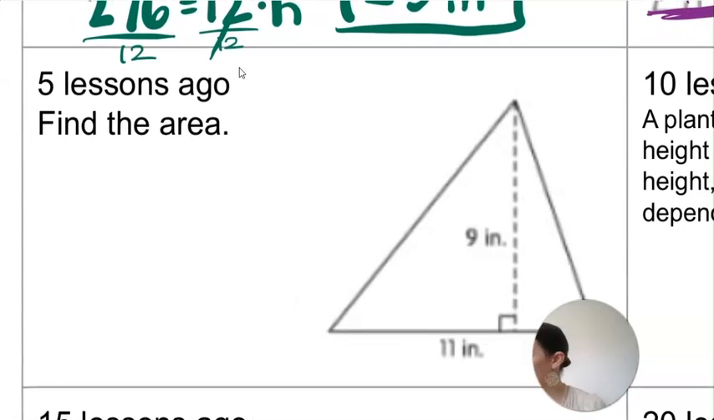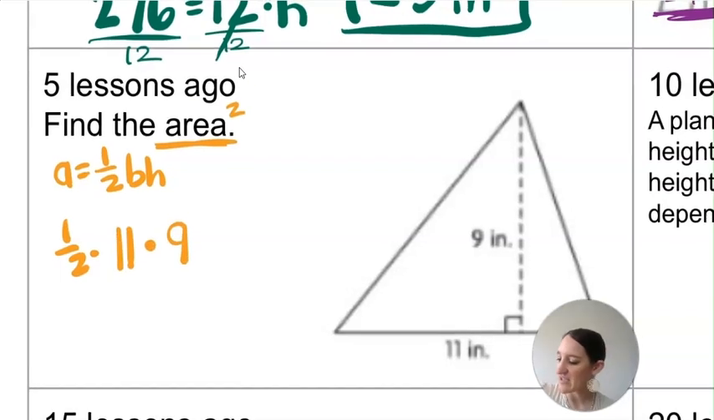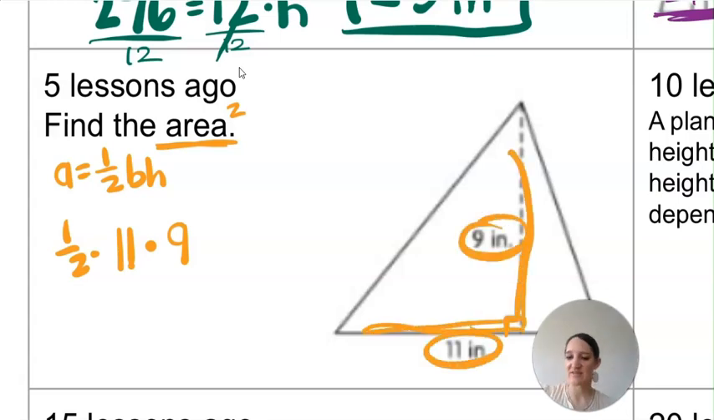Oh, more area. We've been doing area for a while, haven't we? So because it's area again, our answer will be squared, won't it? This is a triangle, so I need to do the 1/2 base times height formula. So my base is 11, my height is 9. Do you guys see that 90-degree angle again? That's why I use that 11 and that 9, because that signifies the base and the height.